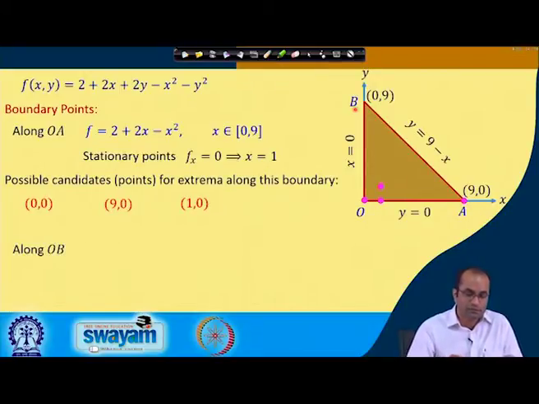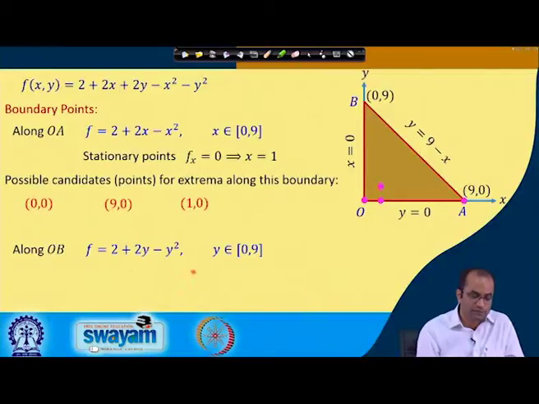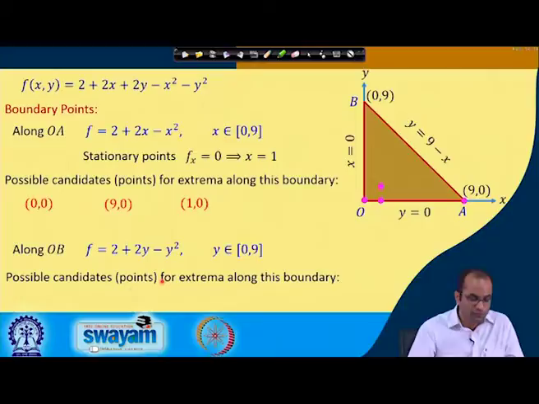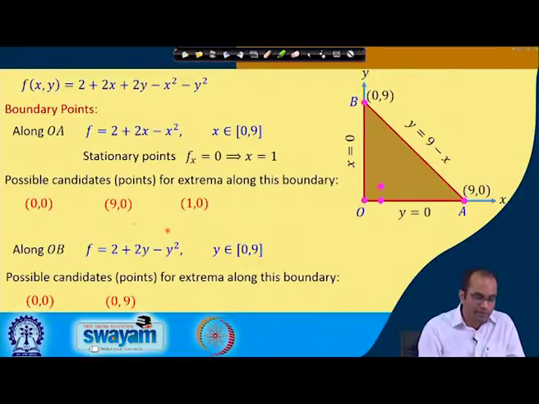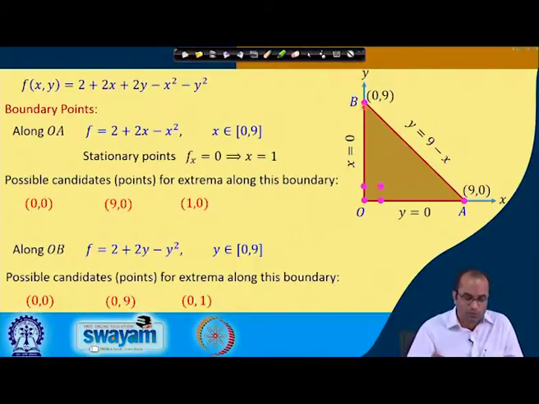Similarly, along this OB line we have to search now. Here along this line x is equal to 0, we can set in the f x y function. So, again this is a problem of one variable, we have to look for the stationary point, and along this boundary here we have the 0 boundary point which was already taken earlier, we have 0 9 point, and from here by differentiating this we will get the stationary point as 0 1. So, we have these 3 stationary points, I mean these 3 candidates for extrema.